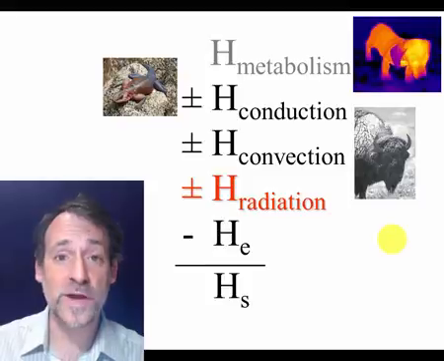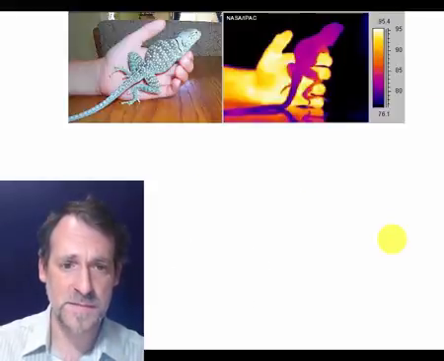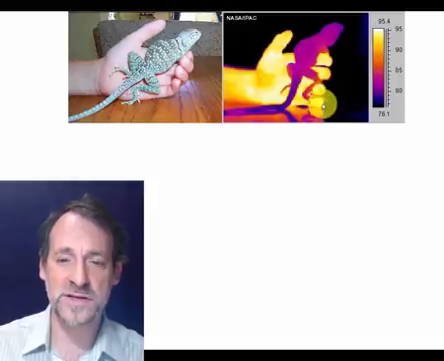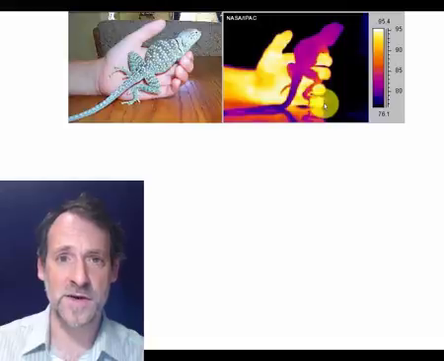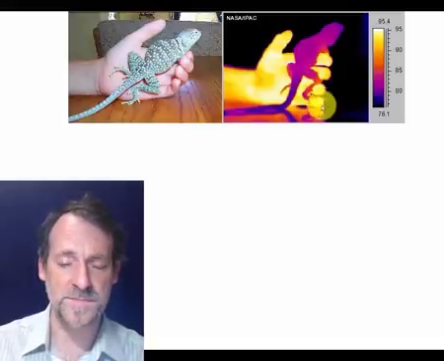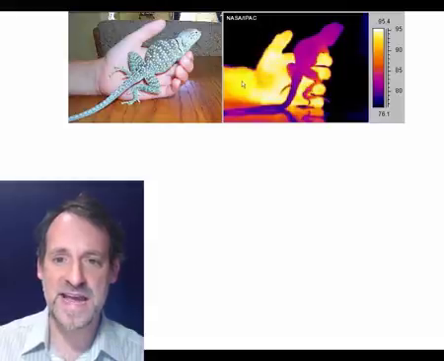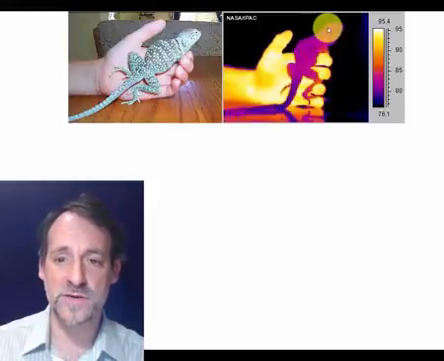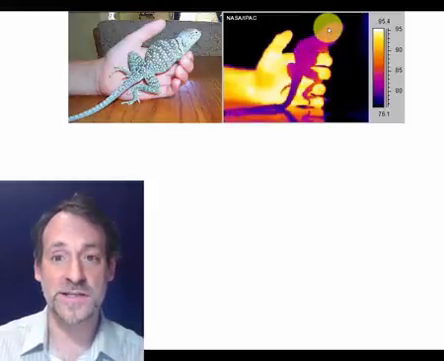There's also radiative heating to deal with, and this is something that you can see with these infrared photos. All organisms radiate heat to their environment, and all organisms' environments radiate heat to them. As you can see, the hand of this particular homeotherm is radiating off a lot of heat, whereas the body of this poikilotherm is radiating off very little heat.